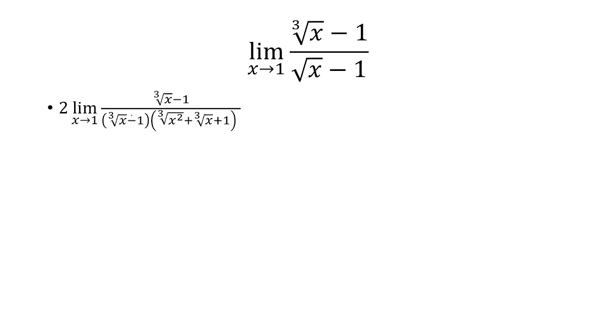Notice that I have this factored out here. That's going to cancel out with the top. So what I'm going to be left with is 1 over the cube root of x squared plus cube root of x plus 1. Now I can plug in x equals 1, and the denominator becomes 3 here. So it's really 2 times 1/3, which is 2/3. And that is my limit.